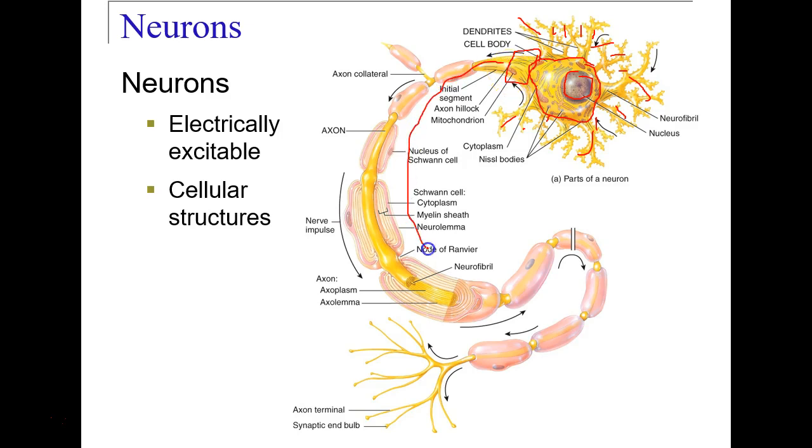We only have one axon for each neuron. As you can see, we can have multiple dendrites, but only one axon. We can have branches off of that axon, but from the cell body itself, there is only one. And then the axon terminals are going to be seen at the very end, and those synaptic end bulbs will be the attachments to the next cell.